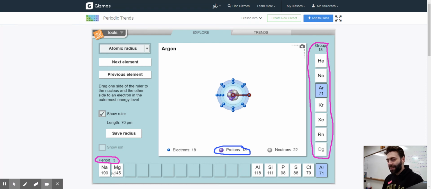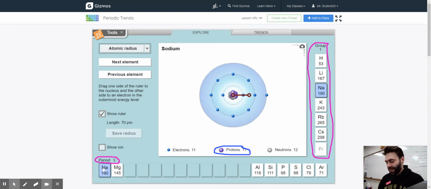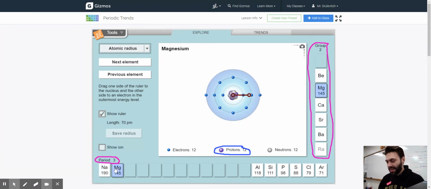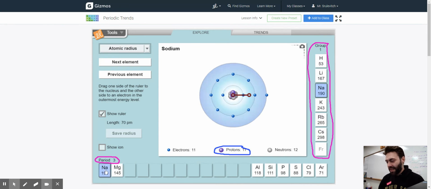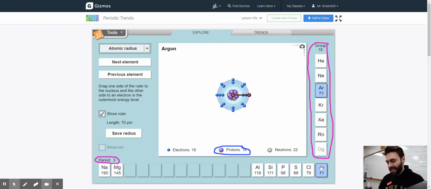So I'll go over it right now. So why is this trend occurring? Okay. So the number of protons is increasing in the nucleus, right? As we go from sodium all the way to argon. Sodium has 11, argon has 18. So those protons are pulling on those electrons to come closer and closer to the nucleus. So because the attraction is greater with the higher number of protons you have, it's going to decrease the radius.